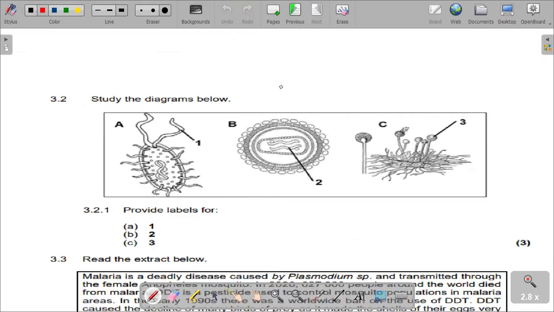It's saying study the diagrams below. Provide labels for 1, 2, and 3. So 1, you can see that is the flagellum, that is 1.